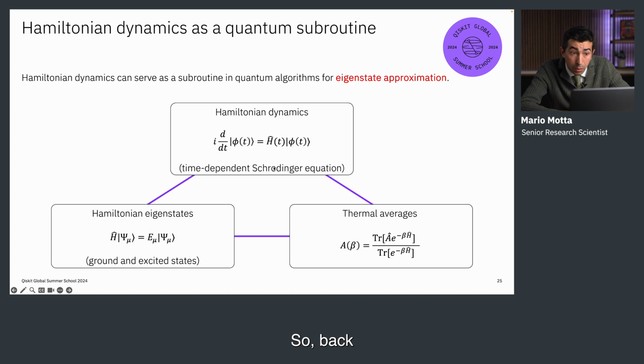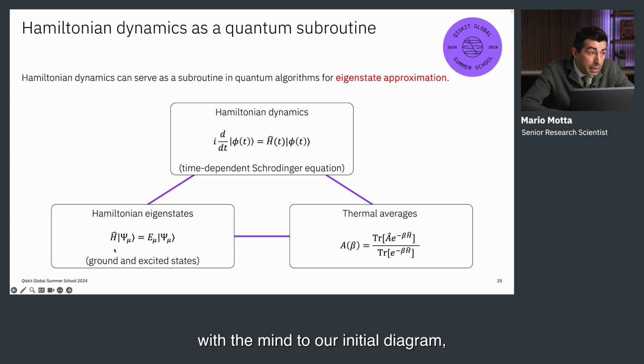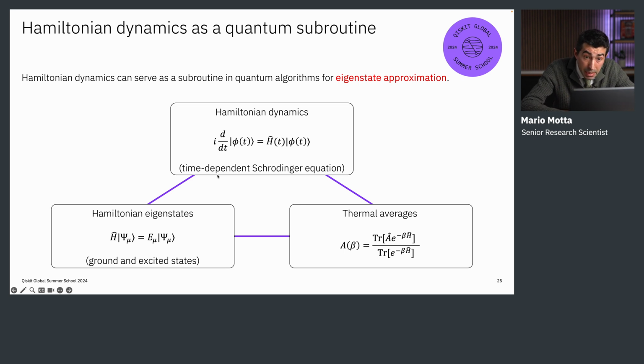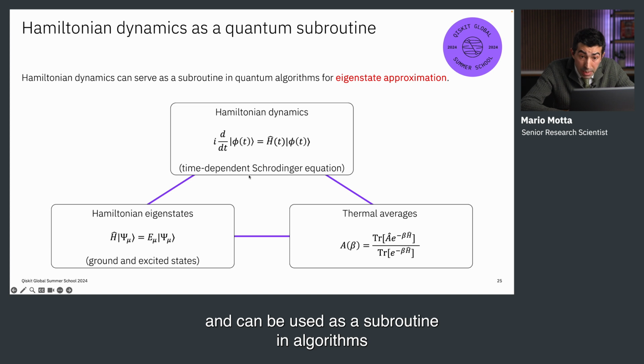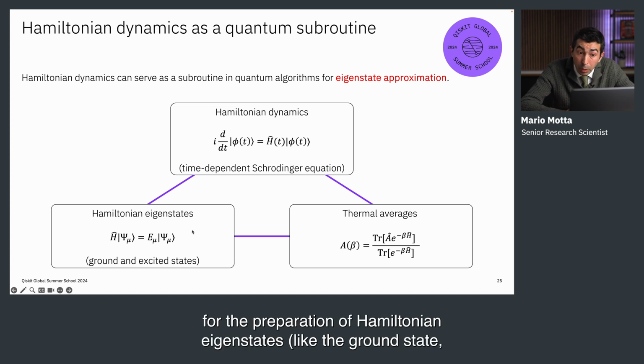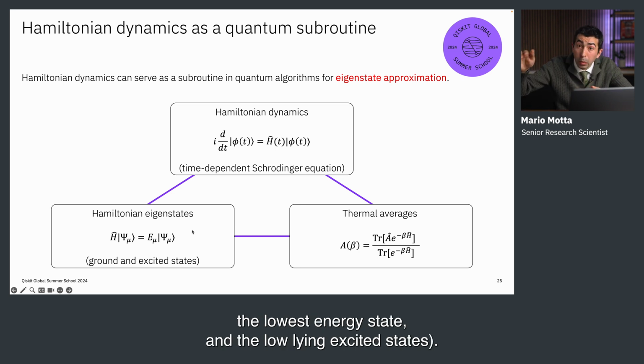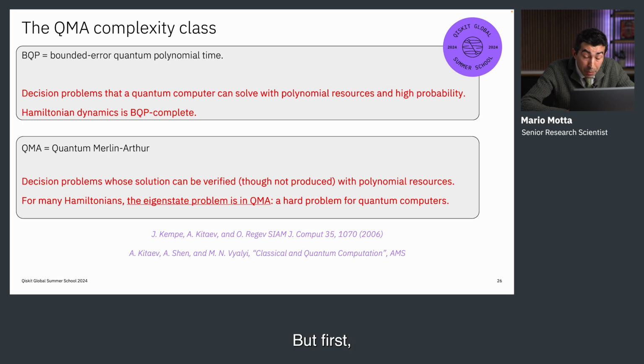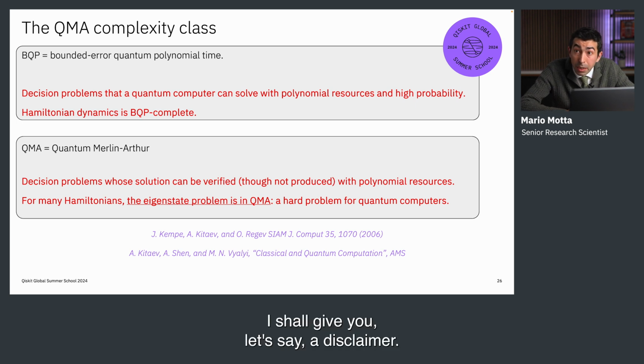So, back with the mind to our initial diagram. In particular, what I will discuss is that Hamiltonian dynamics can be used as a subroutine in algorithms for the preparation of Hamiltonian eigenstates, like the ground state, the lowest energy state, and the low-lying excited states. But first, I shall give you, let's say, a disclaimer.